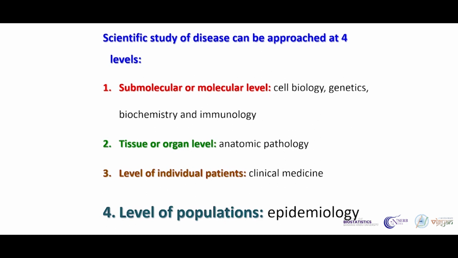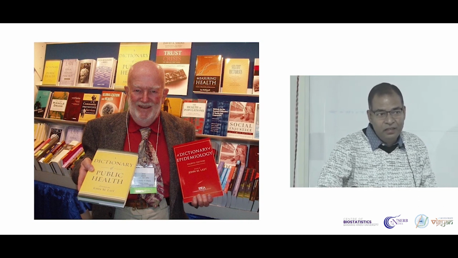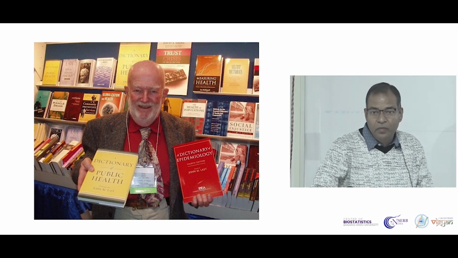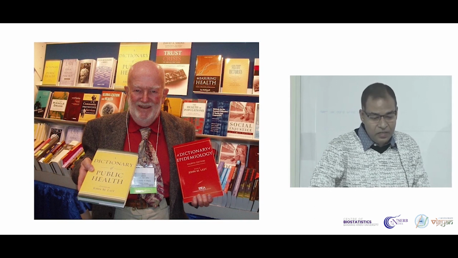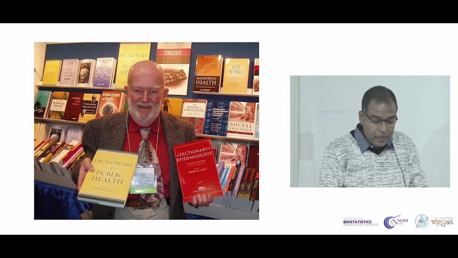Clear? So this is the person, his name is John Murray Last. He was one of the fathers of present epidemiology in the world. Just two years back, he passed away at the age of 92 years.